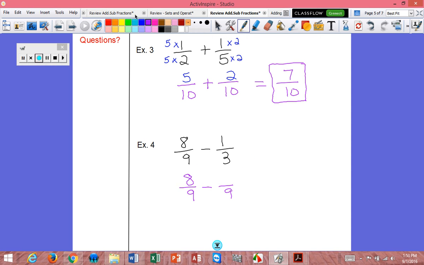Over here, to get from 3 to 9, we have to multiply by 3. So I'm going to do the same to the numerator, and 1 times 3 is 3. And now we can solve it. Alright, so 8/9 minus 3/9. We know that our denominator stays the same, and 8 minus 3 would be 5. Now both of these problems could not be reduced.